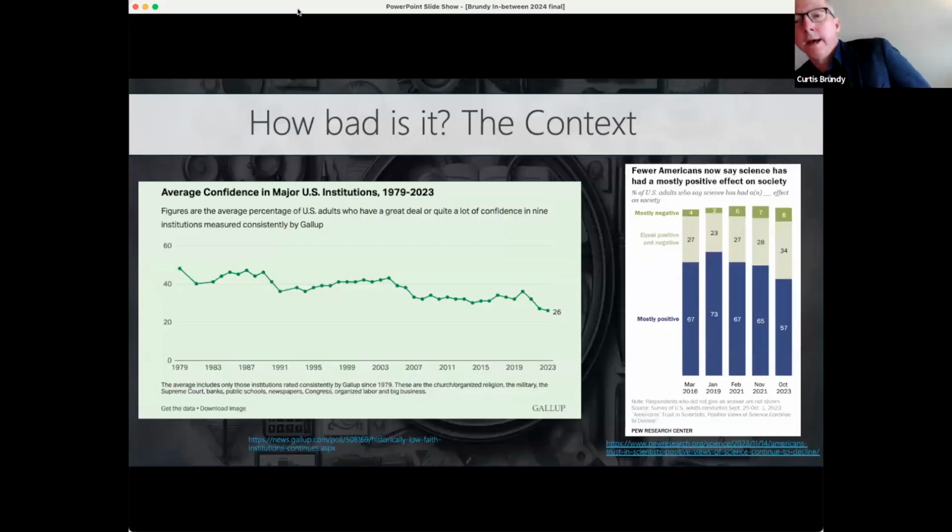So before I get to how bad it is, I wanted to say a little bit about the context that this is happening in. If I had to sum up the state of the world in 2024 with just one word, I would say divided. I think we're farther apart on a range of issues more so than I have ever seen in my life. We've got autocracy on the rise. We've got war in Europe. We've got war in the Middle East.